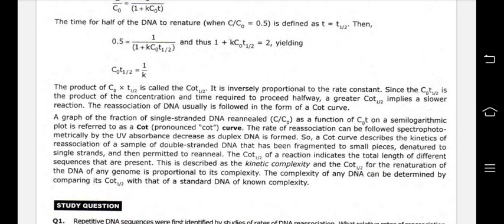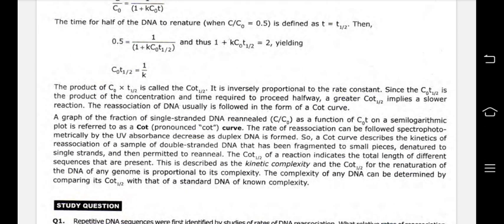It is inversely proportional to the rate constant, since the C0 t half is the product of the concentration and the time required to proceed halfway. A greater Cot half implies a slower reaction. The reassociation of DNA usually is followed in the form of a Cot curve.